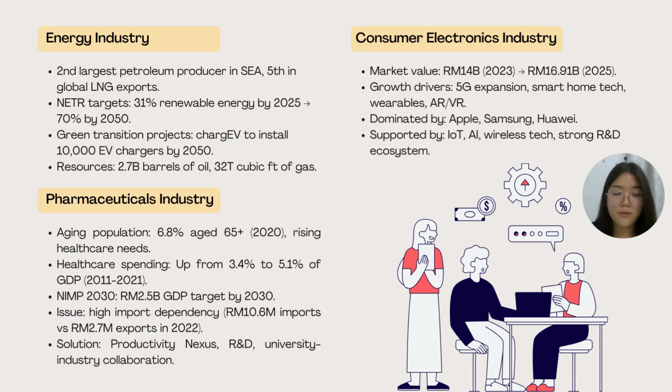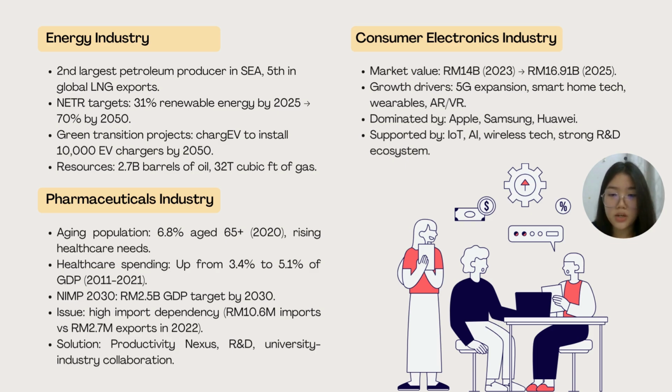However, Malaysia still relies heavily on imported medicine. To address this, the government introduced the National Industrial Master Plan 2030, targeting RM 2.5 billion GDP contribution from this sector by 2030. The support also comes from pharmaceutical productivity measures to boost innovation and R&D.